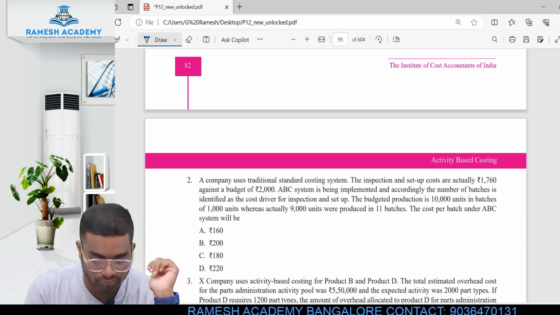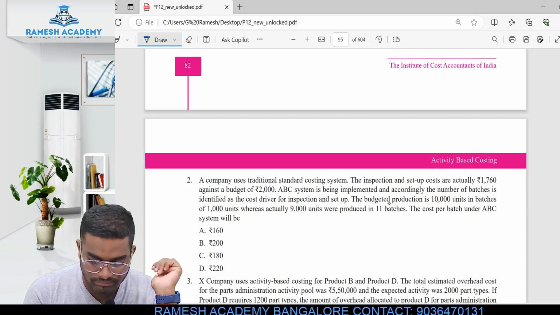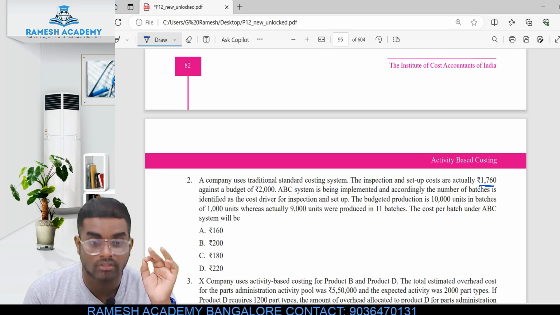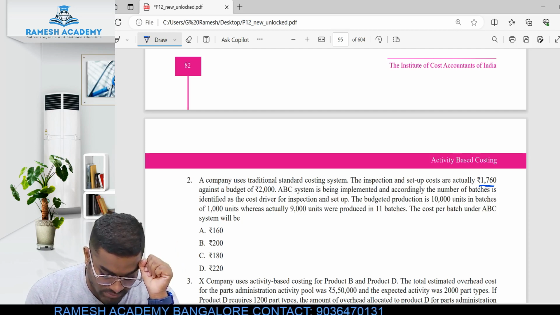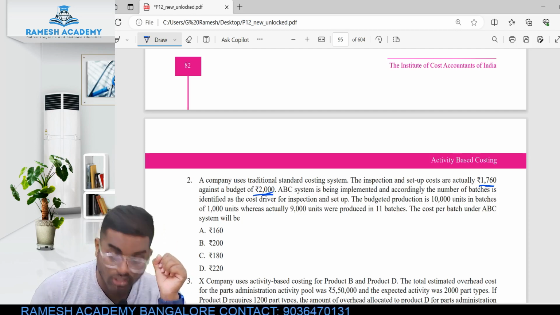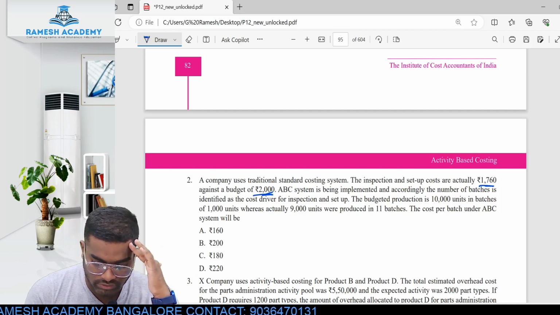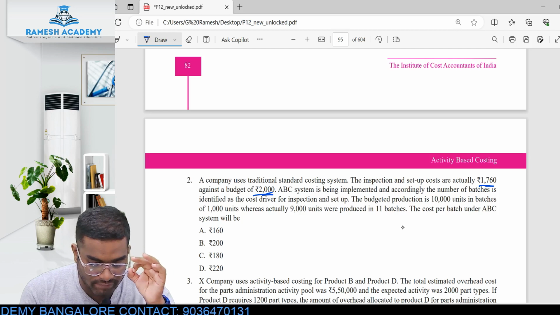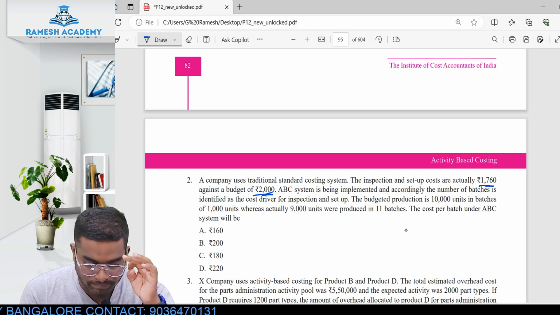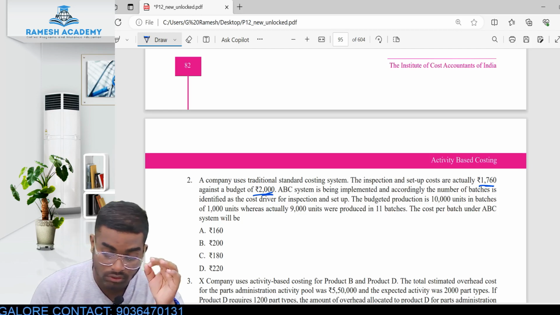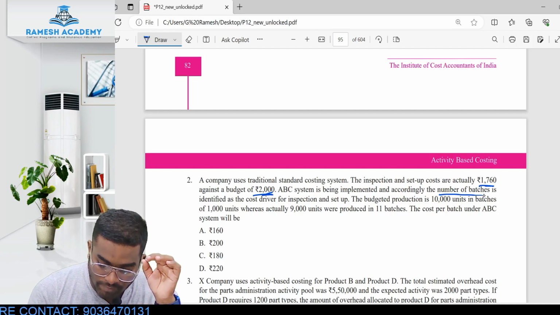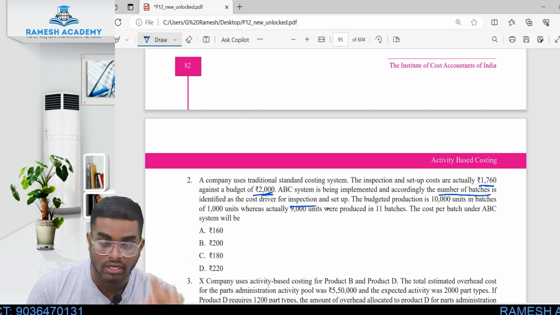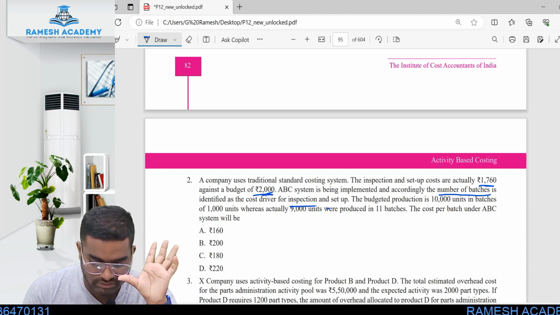The company uses traditional standard costing system. The inspection and setup cost are actually 1760 actual cost. This is actual cost, please be careful, as against the budget of 2000. So 2000 is our budgeted cost. ABC is being implemented, and accordingly the number of batches is identified as the cost driver for inspection and setup. So actually the inspection and setup cost is 1760.